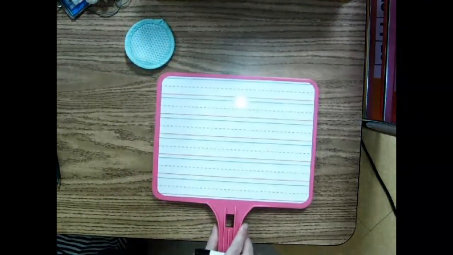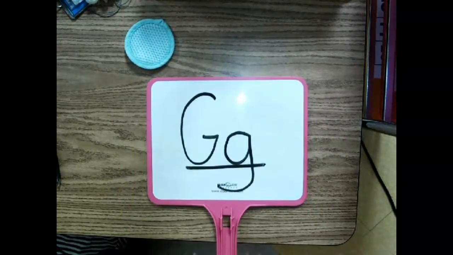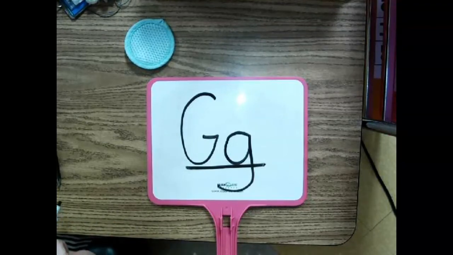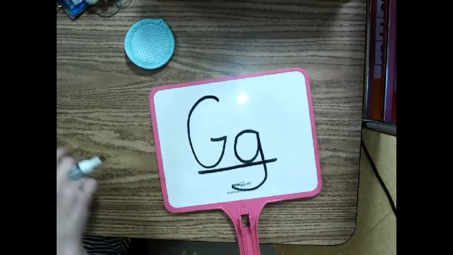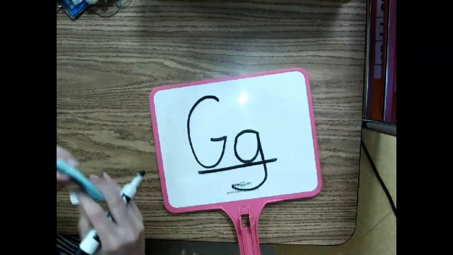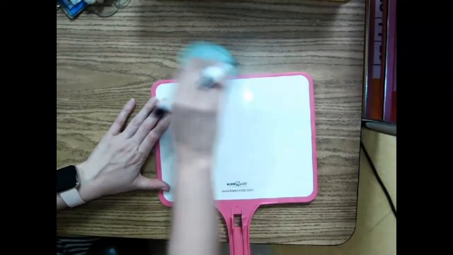All right, give you just a little more time and then we're going to check. Okay. 1, 2, 3. What's that letter's name? G. Good. Say it with me. G says G. Nice work. Let's try a few more like that. I'm going to erase, and then I'm going to take away my whiteboard again.